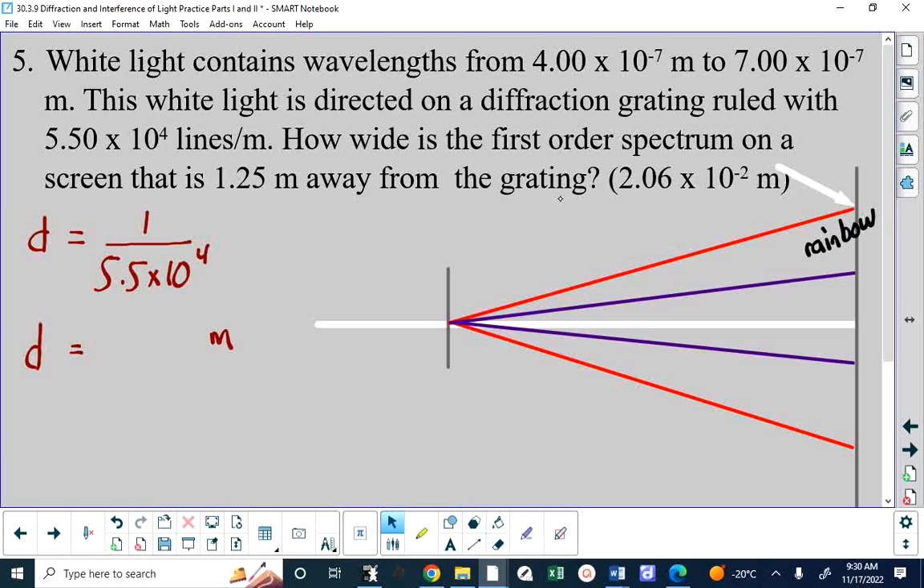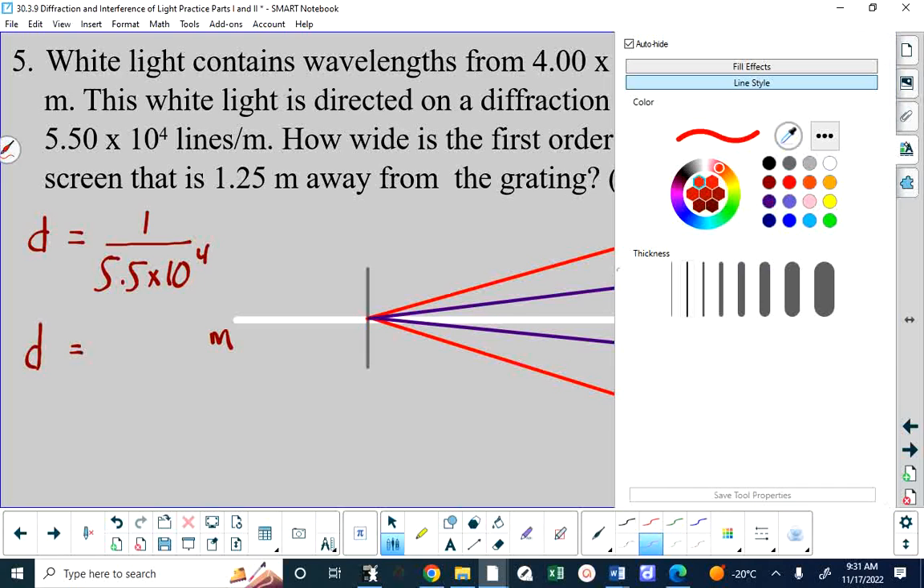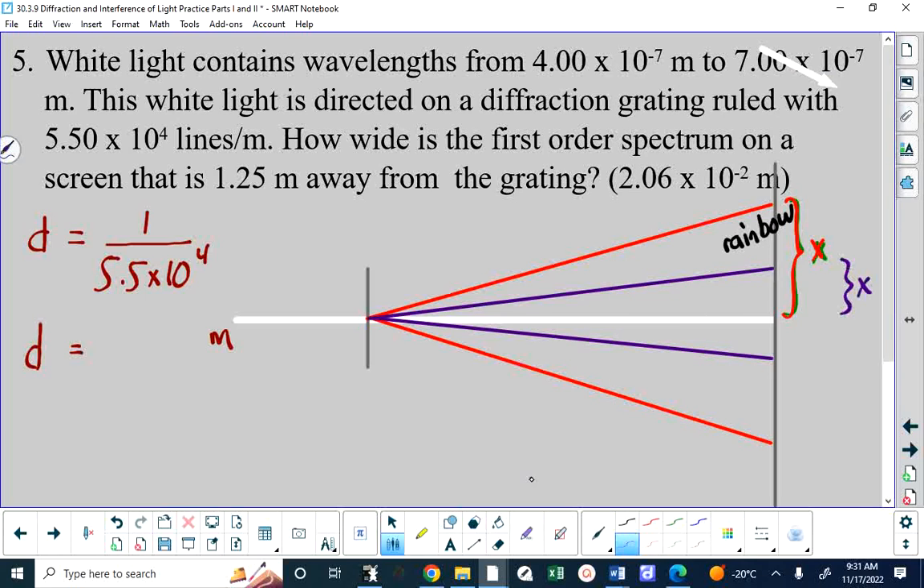I'm just going to use an arrow to indicate this. This is the n equals 1 for red. This is the n equals 1 for violet, which means that there's going to be another rainbow up there. There's going to be the spectrum of colors above and below that white spot, and then out further will be the n equals 2 spectrum. So what we need to do here is determine this x value for red, and we also need to determine the x value for violet, and then we can subtract them, and that will be the width of the rainbow.